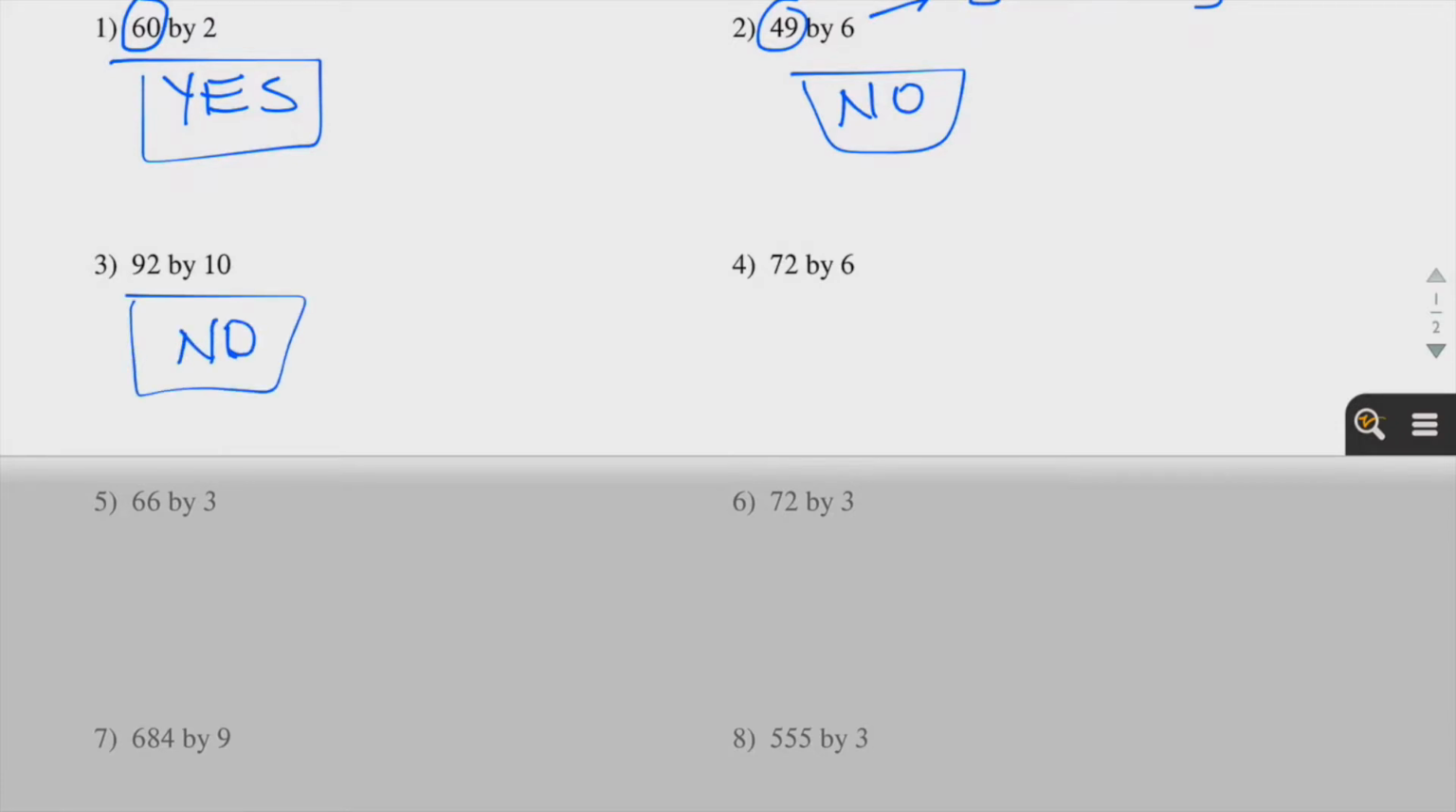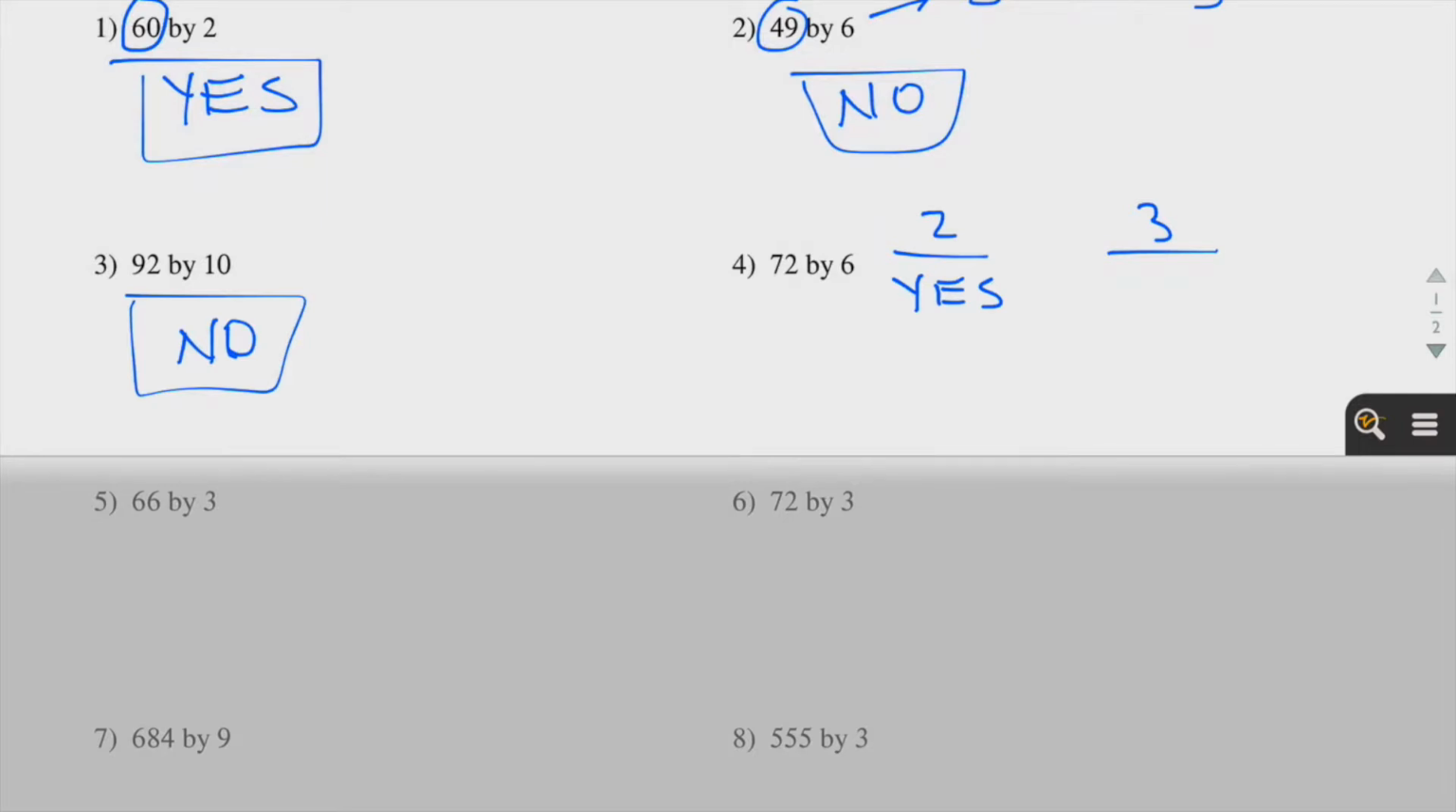Okay, number 4. 72 by 6. Again, with the 6, if 2 and 3 both go into it, then 6 goes into it. So I'm going to write 2 and 3, and we'll see if they both go into it or not. For 2, does 2 go into 72? Yes, it does, because 72 ends in a 2. It's an even number.